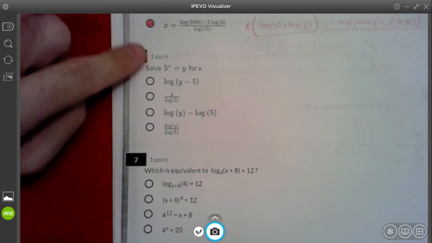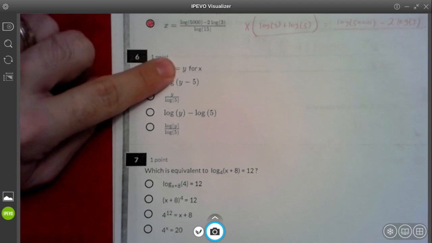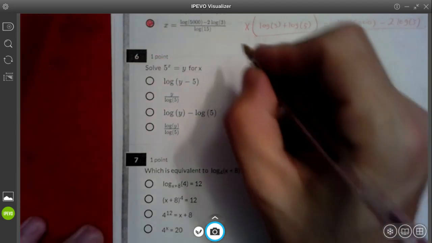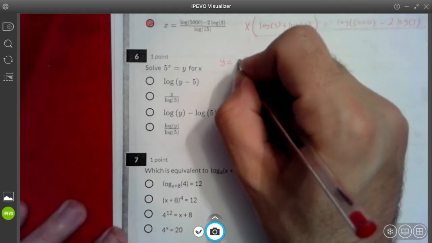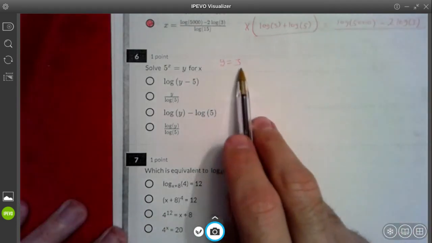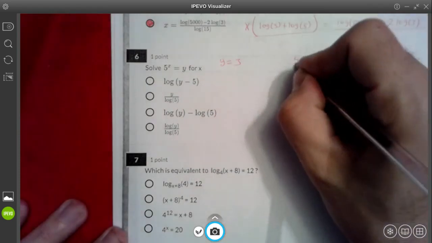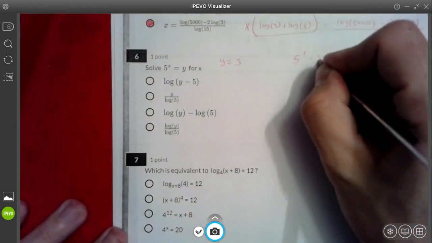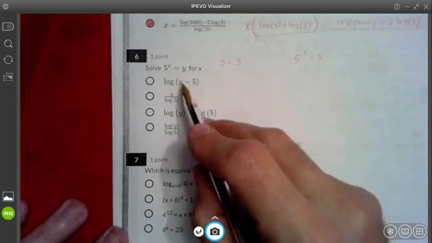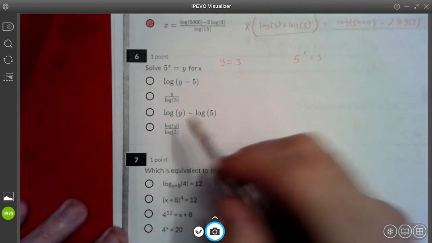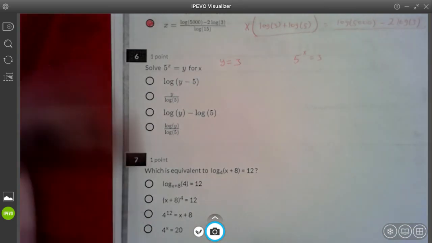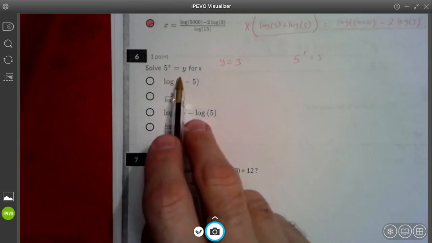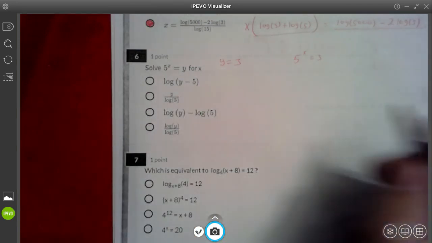What you would want to do is just pick some number for y right here. All right, let's say we did y is equal to 3. Then what you would do is set up that equation, 5 to the x equals 3, and then go down here and replace all these y's with a 3. And then you could use this strategy to plug in the answer options. I'll solve it the right way, and then I'll go back and show you what I'm talking about.